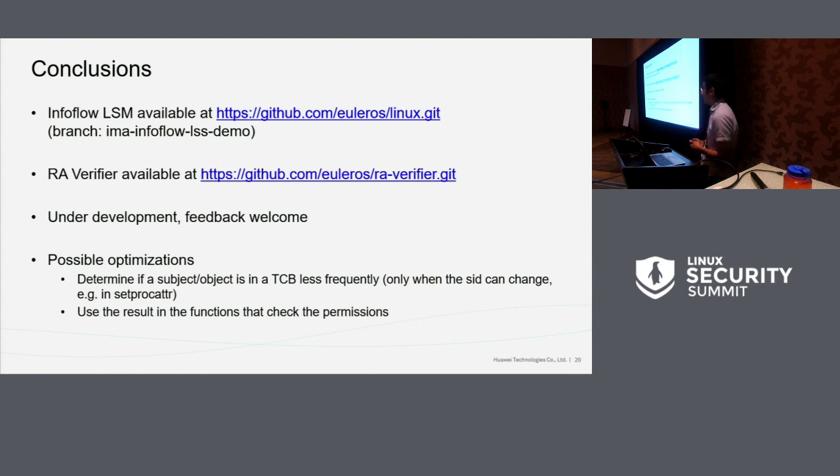Possible optimization. Now we are checking if a subject is in the TCP or not, every time inode permission is called. This means that we are doing a search in a red black tree for every permission request. Actually, we can use the LSM stacking feature to store if a subject is in the TCB only in specific hooks. For example, when we have bprm installed creds, so when the new credential is installed to a process, then we can check at that point if the subject is in the TCB, so we don't have to do it every time for inode permission. That will be a performance improvement. And that's it.